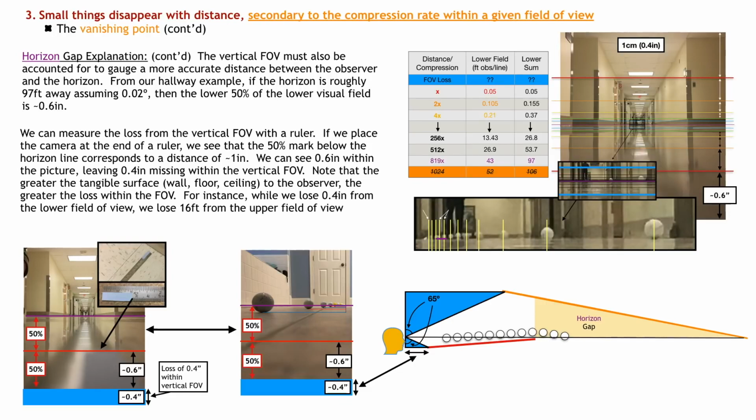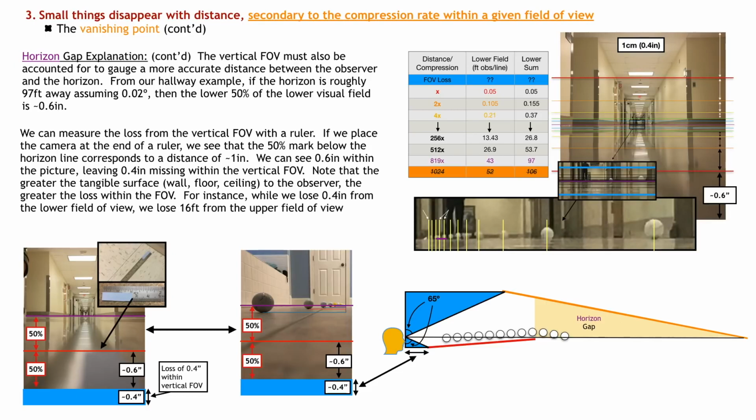So I'll just reiterate what I wrote here. We can measure the loss from the vertical field of view with a ruler. If we place the camera at the end of a ruler, we see that 50% mark below the horizon line, again that lower 1/4 of vision, corresponds to a distance of roughly 1 inch as far as this total actual distance away from the camera. We can see 0.6 inch within the picture, leaving 0.4 inch missing within the vertical field of view. And note that the greater the tangible surface, i.e. wall, floor, or ceiling, to the observer, the greater the loss within the field of view. For instance, while we lose 0.4 inch from the lower visual field, we lose 16 feet from the upper field.